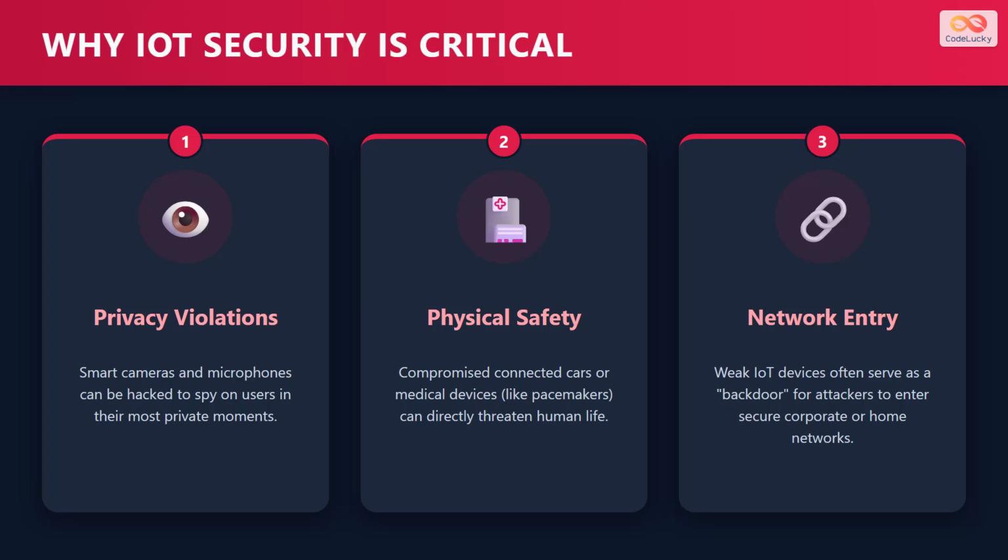Why should we care about IoT security? The risks go far beyond just computer viruses. First, privacy violations are a major concern, as hacked cameras can spy on your personal life. Second, there are physical safety risks. A compromised medical device or car can endanger lives. Finally, insecure IoT devices often act as a gateway, allowing attackers to bypass firewalls and enter secure corporate or home networks.